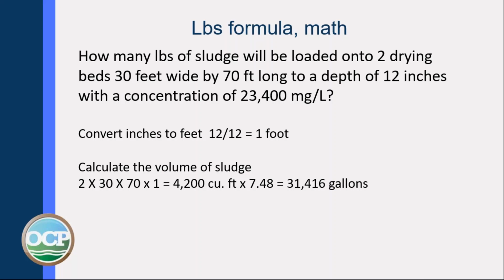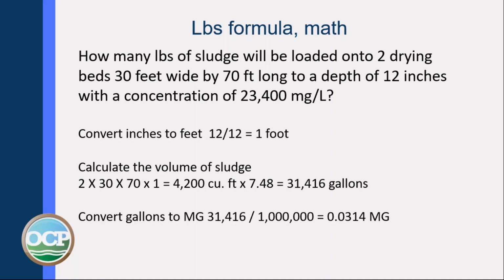We need it in gallons. Times 7.48 gives you 31,416 gallons. For the pounds formula, you need that converted to million gallons. So take your 31,416 gallons divided by a million, gives you 0.0314 million gallons.